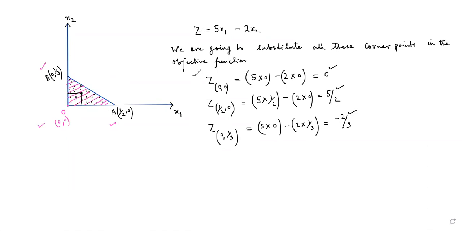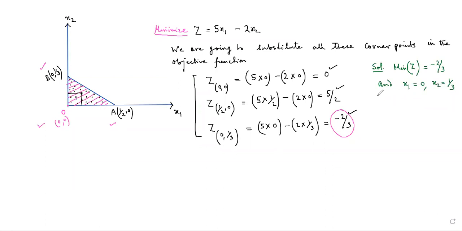Now, if I consider these three corner points, what is the minimum value of these three? Minus 2 by 3. So we'll mark it minus 2 by 3. Why am I considering the minimum value? Because it is the minimization type of problem that I was considering in problem number 3. And therefore the solution of the problem will be the minimized value of z is equal to minus 2 by 3, and the corresponding value of x1 equal to 0, and x2 is equal to 1/3. This is the solution of the given problem, problem number 3.